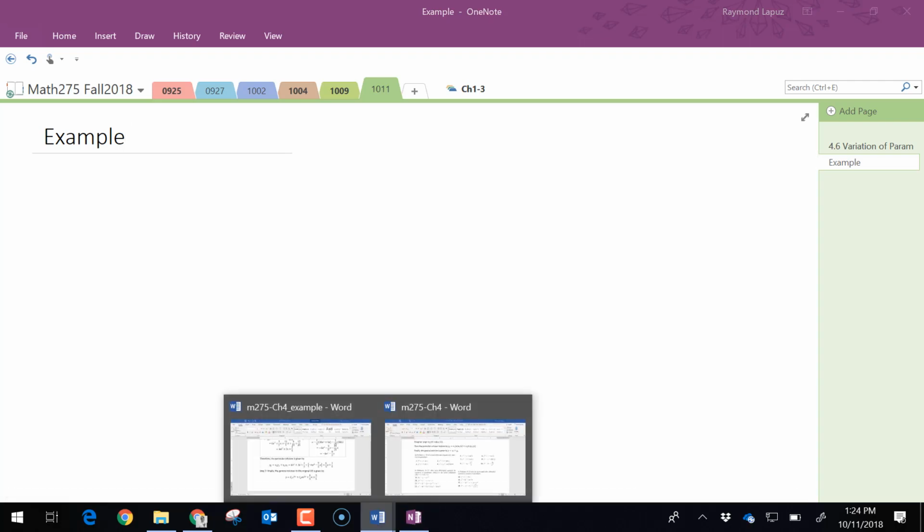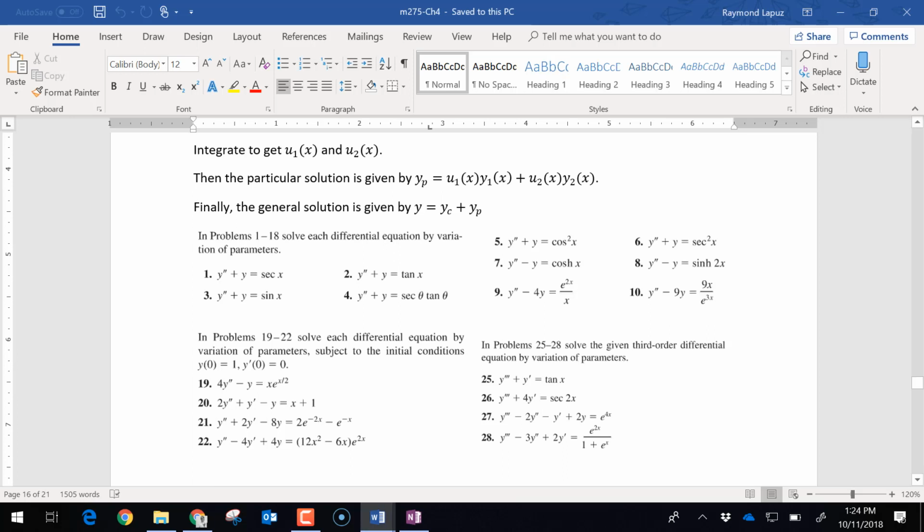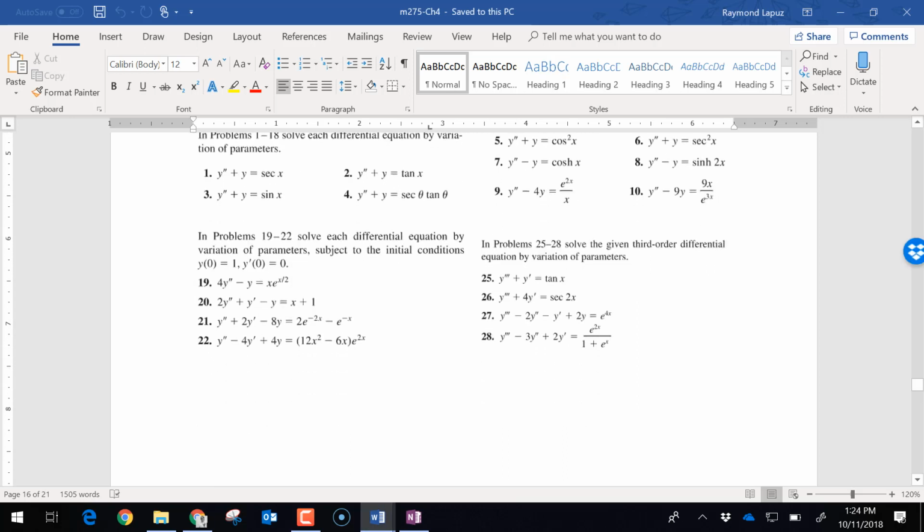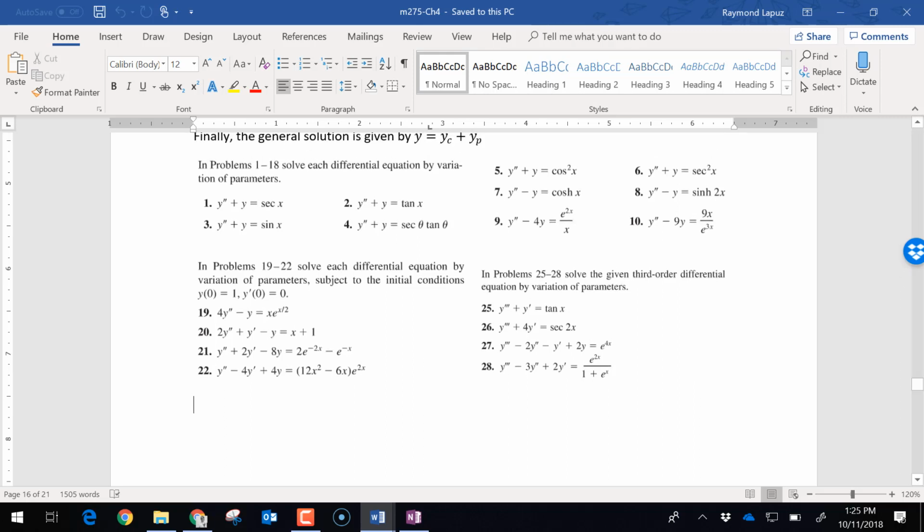See if we can. We haven't done one with initial values in a while. Let's see if we could do one with initial values. That would be 19 through 22. 22? 20?